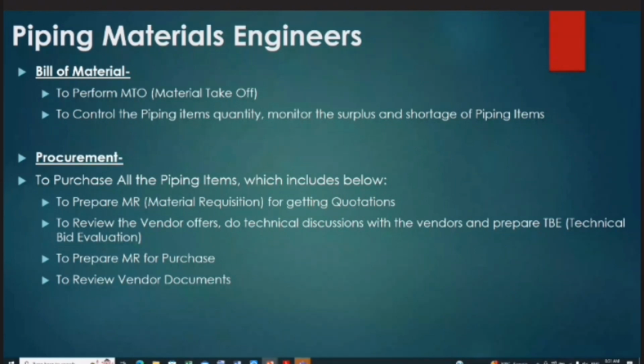Once I give the clarification that whatever the vendor is offering is acceptable to me from the technical point of view, then the procurement engineer will do the commercial negotiations. Okay, then what is your price? Can we reduce the price? With different vendors, they will talk. So all this is part of the procurement. So in procurement, first we prepare the material requisition for getting quotations.